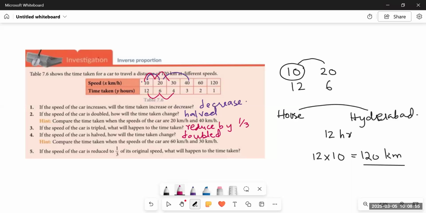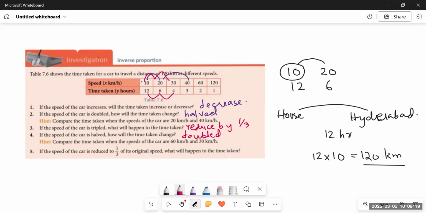Okay, so this is a proportion from either side. That is, if one quantity is doubled, the other quantity will be halved. If one quantity is halved, the other quantity will be doubled. Like if I have a speed of 5 kilometers per hour, the time taken would be 120 divided by 5, which is 24.